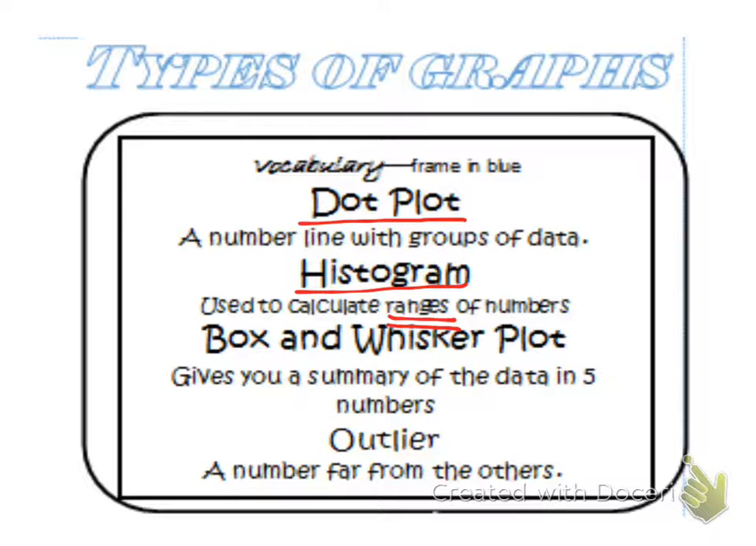There's a box and whisker we'll get to, but I do want to mention this word at the bottom. You might want to underline it, circle it: outlier. This is a word we'll be talking about over and over again, but an outlier is a number that is far from the others.